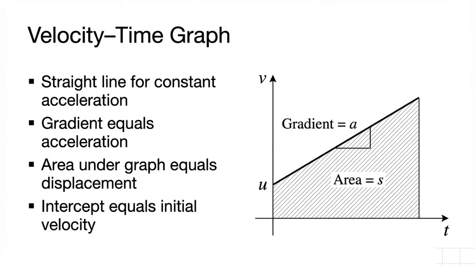Let's look at how a velocity time graph works. When an object accelerates at a constant rate, the graph forms a straight line. The slope, or gradient of this line, represents the acceleration. The intersection point on the velocity axis shows the initial velocity, the speed at the start of the time considered. Additionally, the area under the graph line gives the total displacement, which is the distance moved in a specific direction. So, by analyzing these elements, we can understand how velocity changes over time and calculate both acceleration and displacement.